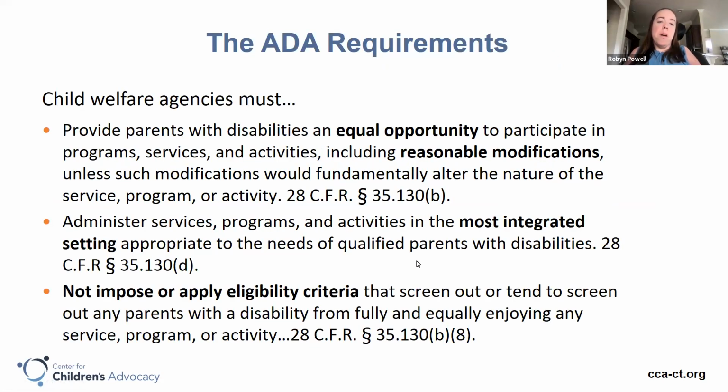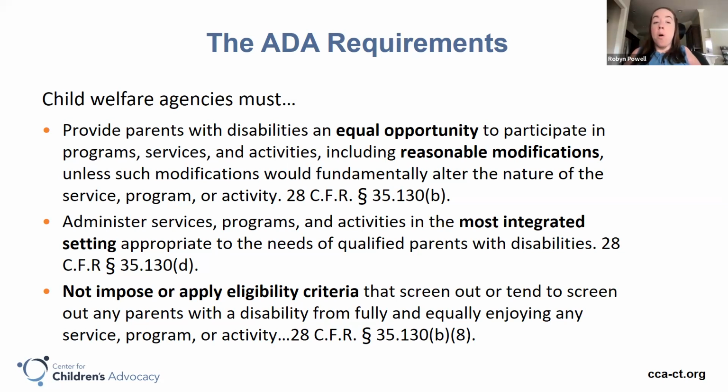So then what does the ADA require? This is very detailed, what the ADA does require of the child welfare system. First, it must provide individuals with disabilities an equal opportunity to participate in their programs, their services, and their activities, including providing reasonable modifications, unless those modifications would fundamentally alter the nature of that program, activity, or service. Child welfare agencies also must administer their services, programs, and activities in the most integrated setting appropriate to the needs of the individual with a disability.